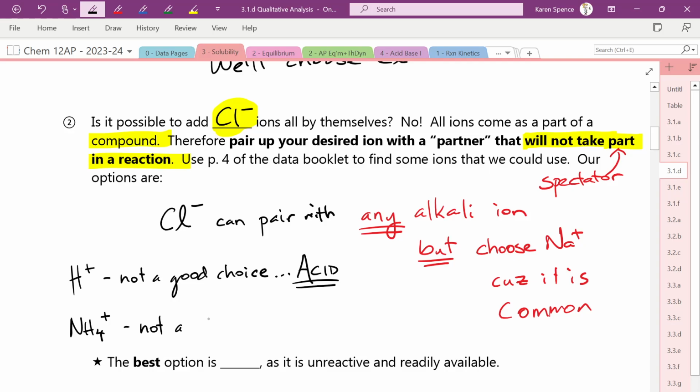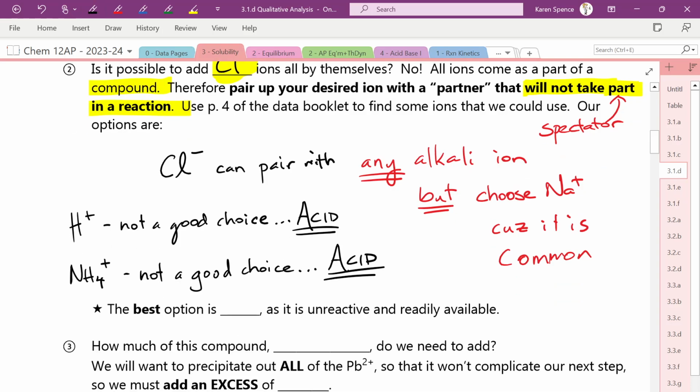Now, NH4+ is also soluble with everything. Could you tell me why NH4+ is also not a good choice? You might want to look on page 5 of your data booklet. It's also an acid. Okay, so we don't want those because they could be reactive with things.